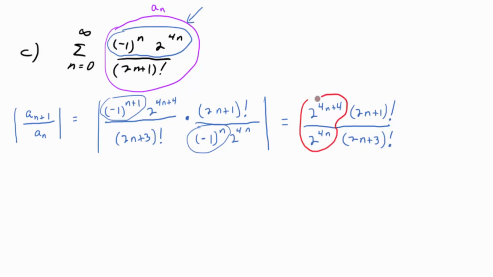You're dividing like bases. Do you remember what the rule is? Same rule as one of the laws of exponents, same rule you've been playing with since beginning algebra. Like bases, you keep the base and do what to get the new exponent? Subtract the bottom exponent from the top exponent, which leaves you with what? 2 to the 4.